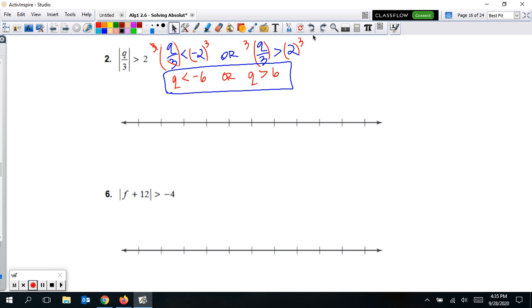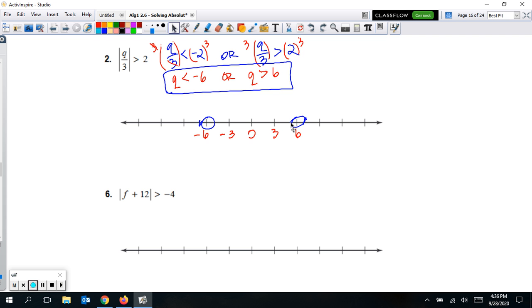So we need -6 and +6 on our graph. I'm going to put 0 in the middle and go by 3s. I could have gone by 2s, I just decided to go by 3s this time. These aren't closed, these are open holes, there's no equal to. So we have an open hole at -6 and an open hole at +6.